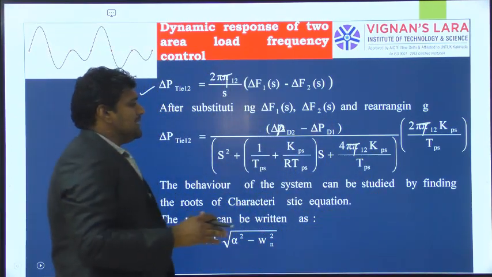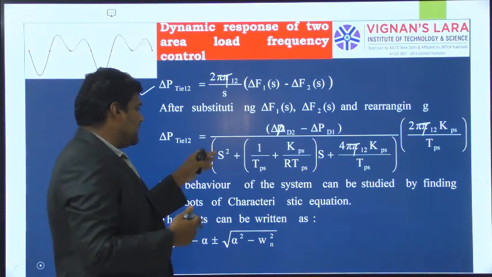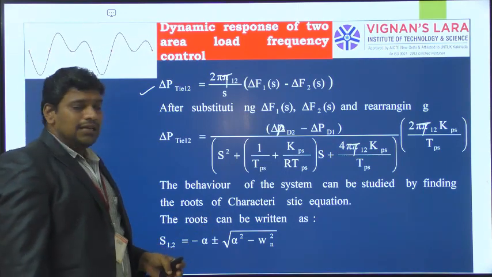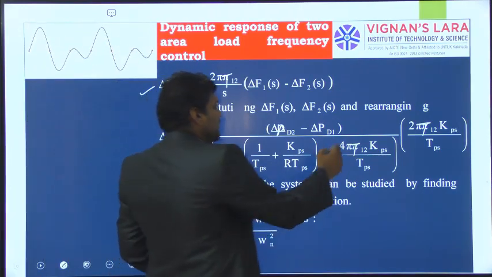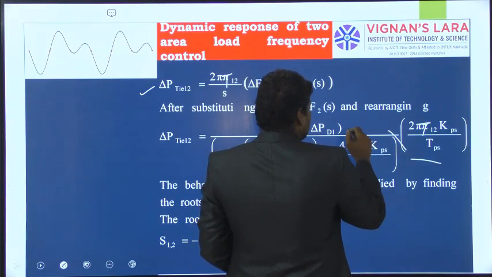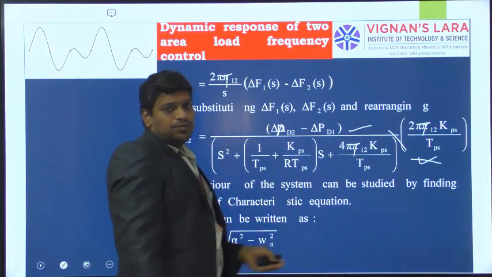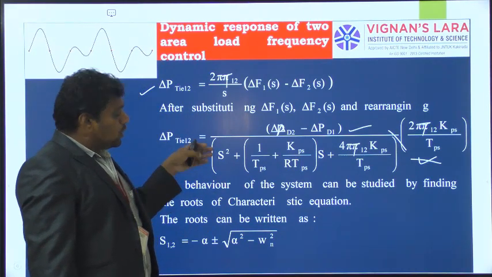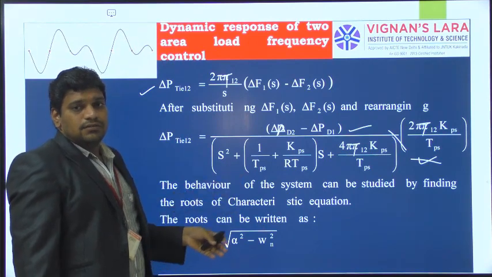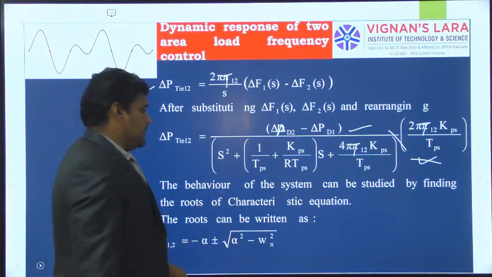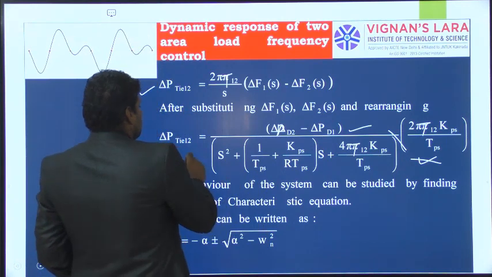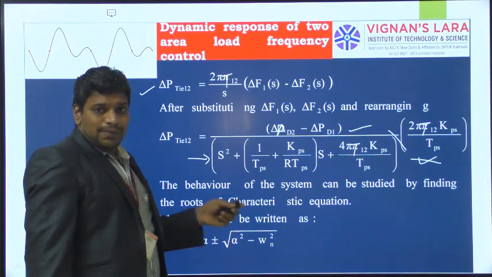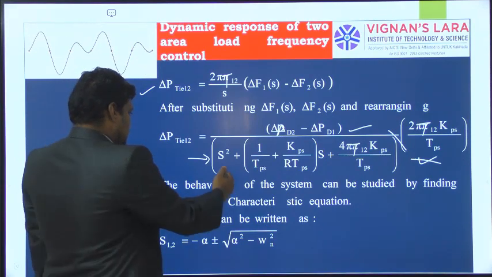Why? Because the stability of the system can be studied by studying the roots of the characteristic equation, the roots of the characteristic equation of a given transfer function. Then no need to bother about the numerator and the remaining constants. These two parameters we need not bother about. Just study the characteristics of the roots of the characteristic equation, then you can find how the behavior of the system will be. Here the characteristic equation is the denominator of delta PT12. So for studying the behavior of the system, find the roots.